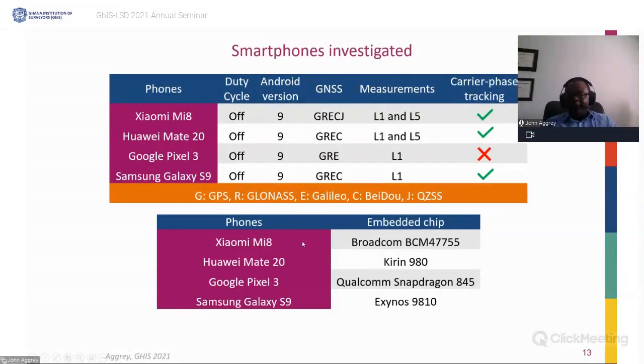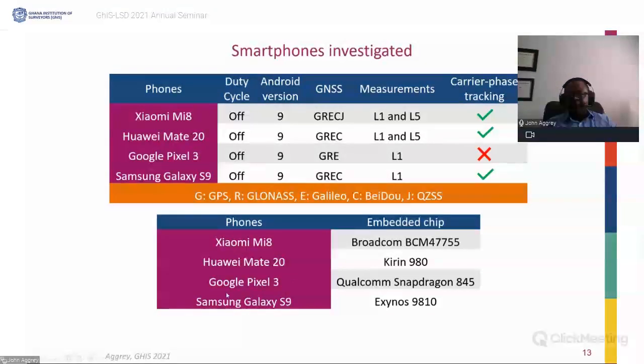Now, inside the phones, we had the Xiaomi Mi 8, which had a Broadcom chip inside. And inside the Huawei Mate, we had another chipset called the Kirin 980. The Google Pixel 3 is using the Qualcomm Snapdragon, which is a very nice chip that was developed by Qualcomm in order to track most of these satellite systems. The Samsung Galaxy S9 is using the Exynos 9810, which is embedded.